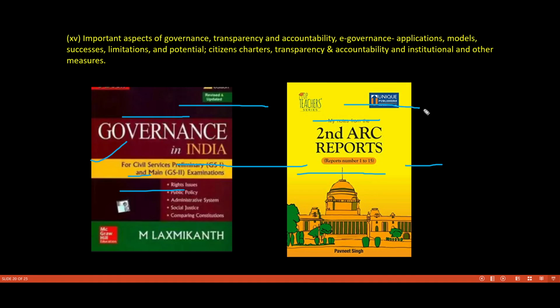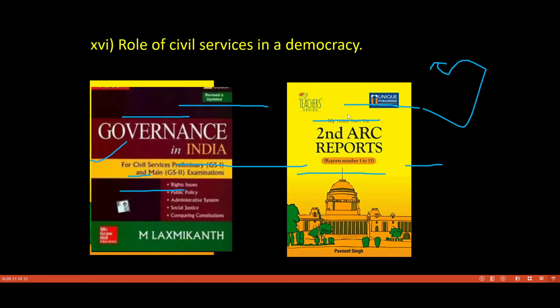Second ARC reports are totally relevant to this. If you read the second ARC reports, at least the summary, you will be able to answer questions related to governance, transparency, and accountability very nicely. The e-governance report, I think the ARC's first report, covers applications and models. Citizens Charter is again a report of the second ARC. So you need to get hold of those summaries of the second ARC reports. All right, let's move on to the next topic.